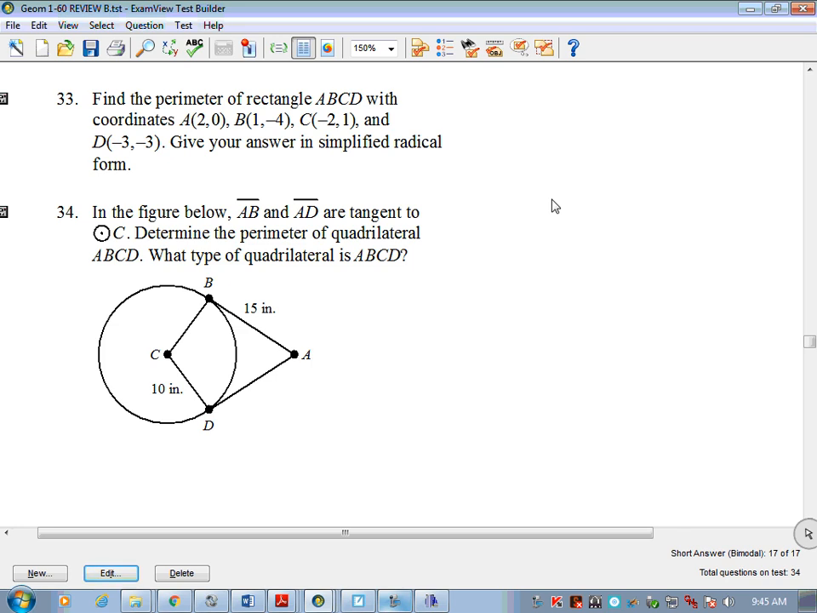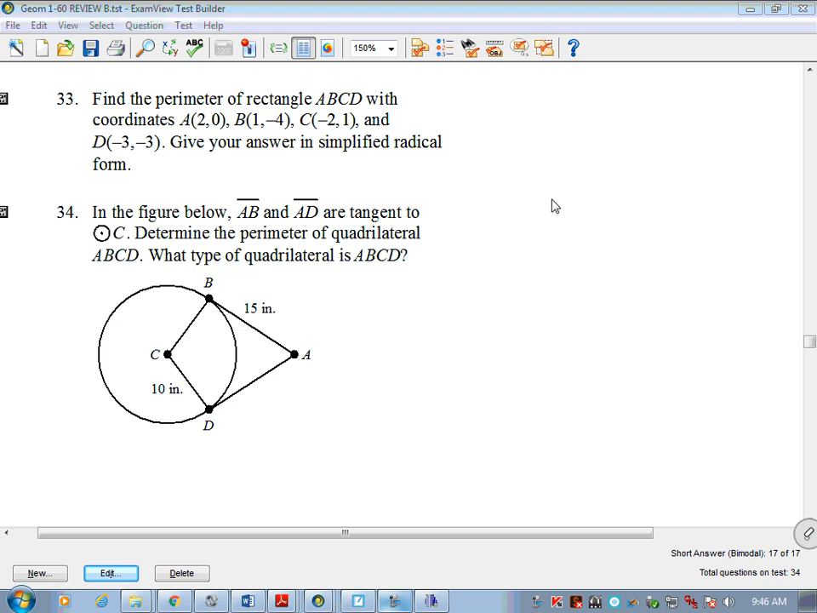Notice that they do tell you it is a rectangle. You can do this without showing any kind of picture. If you just find the length from A to B, the length from B to C, the length from C to D, and the length from A to D, and add them up, you'll get your perimeter there. If I've got time after 34, I might go back and actually do that with you.